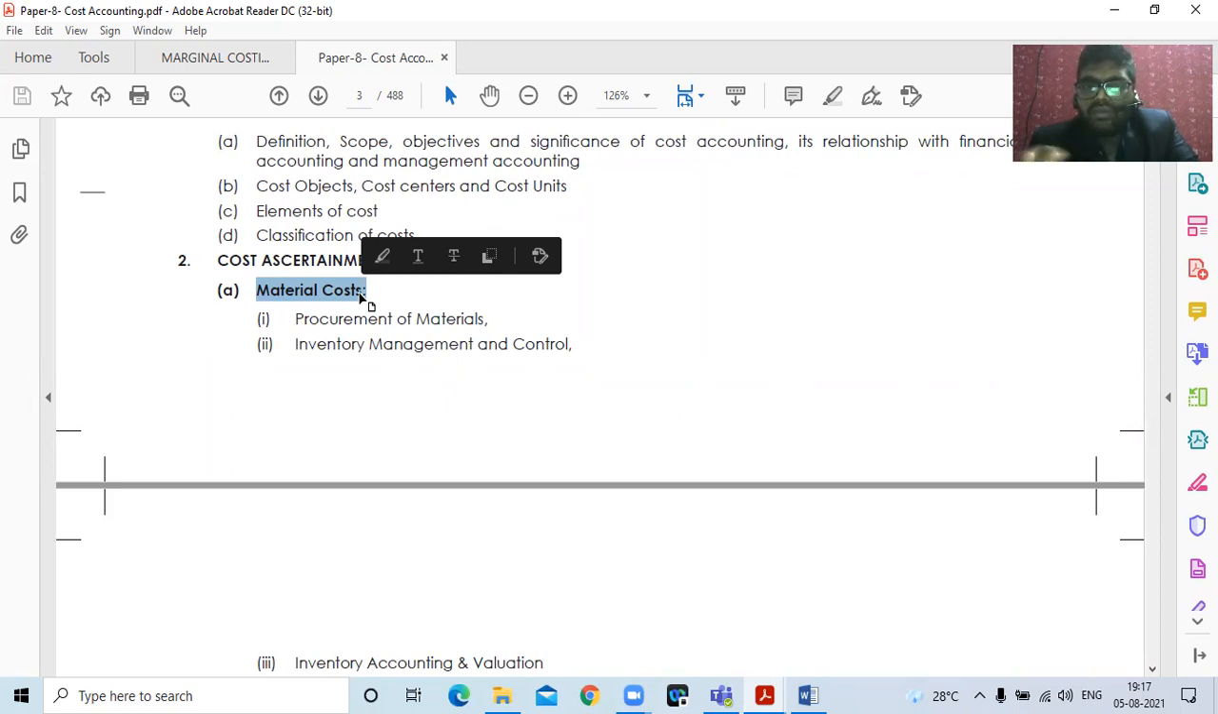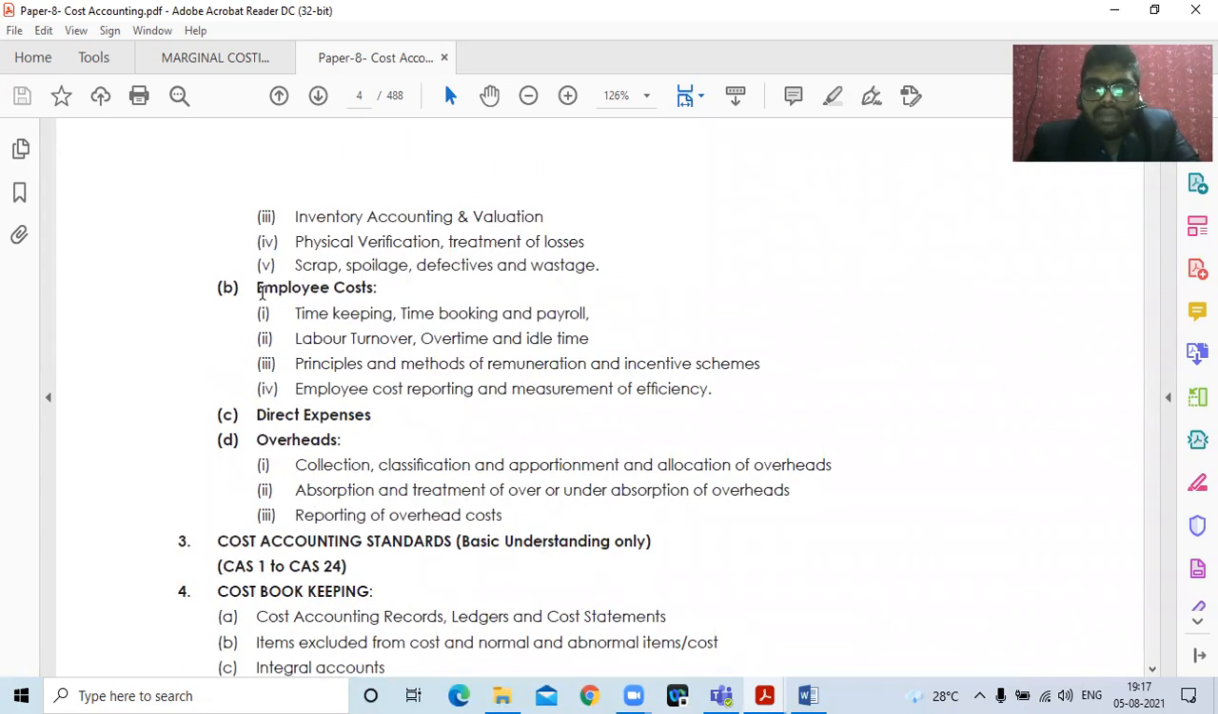ठीक है. So उसमें हम लोग क्या करते हैं, आप लोगों का वो वैल्यूएशन करना हो गया, ऑर्डर कितना करना है हम लोगों को, इन्वेंटरी कितने का मेंटेन करना है. That is all what we are going to calculate. Okay, material cost. Second, employee cost.